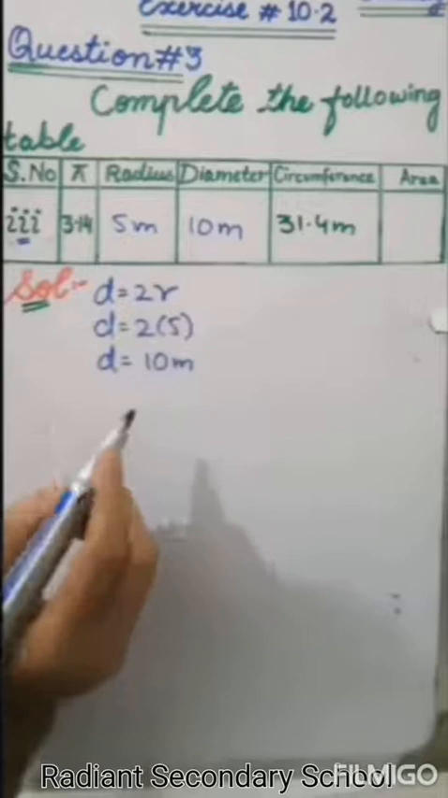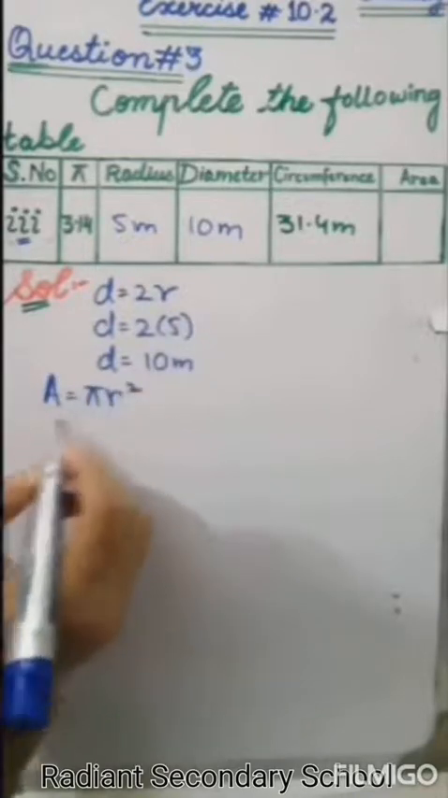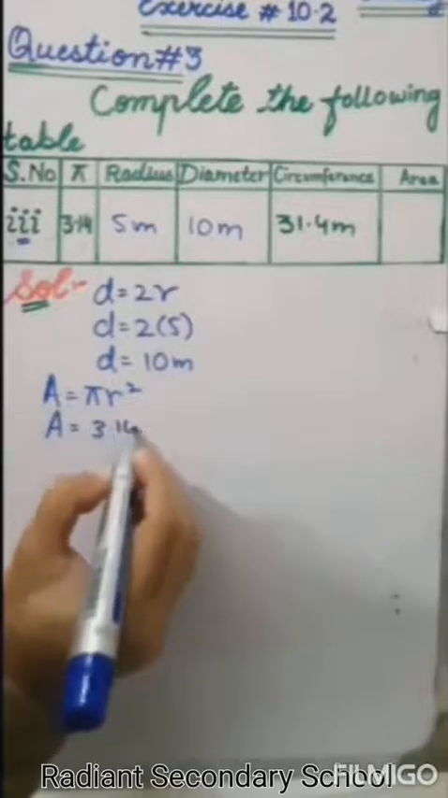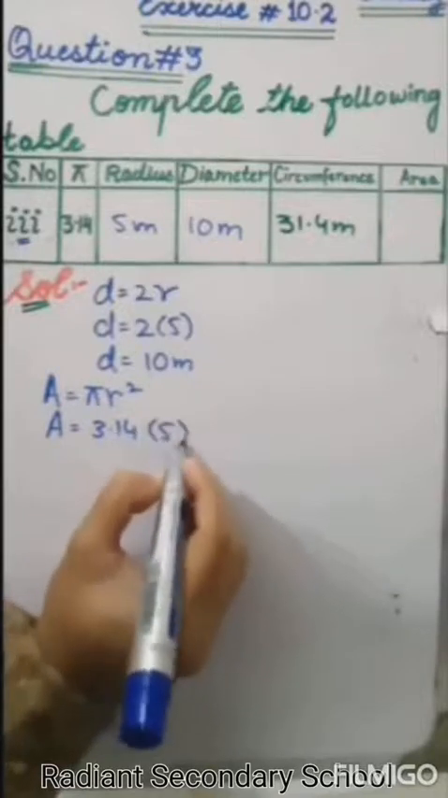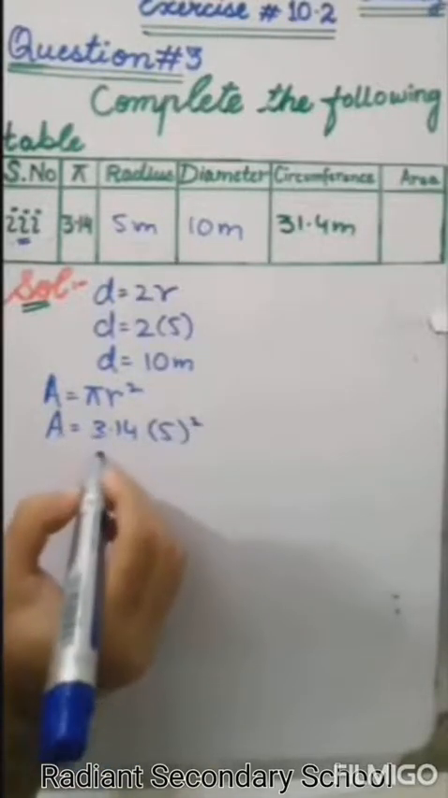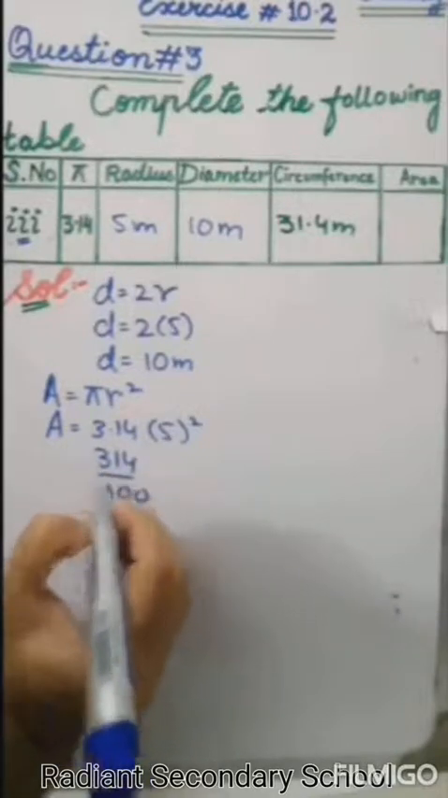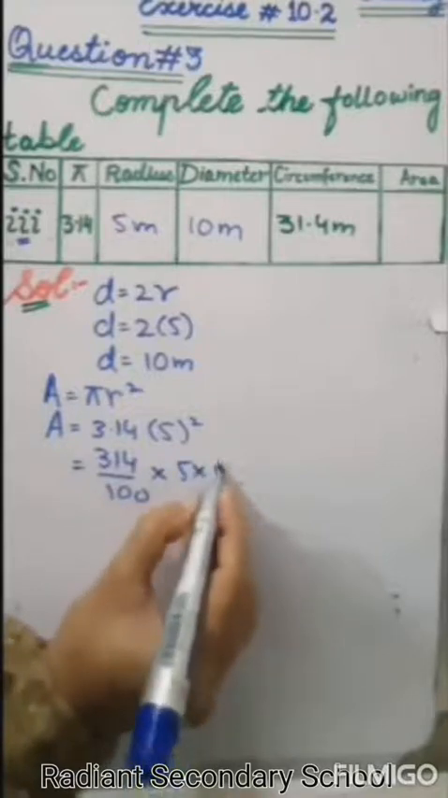Now in last we have to find area. Area is equals to pi r square. Area is equals to pi is 3.14. R square means 5 square. Now remove this decimal. It will become 314 over 100. 5 square, you have to write 5 multiplied by 5.